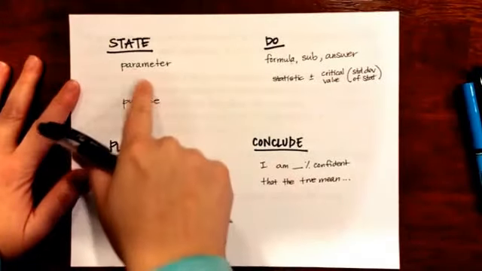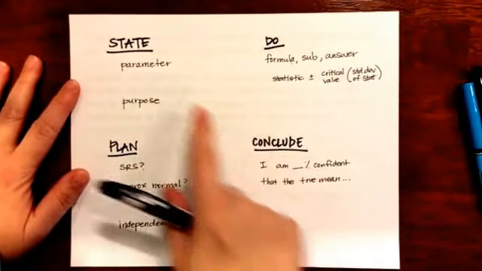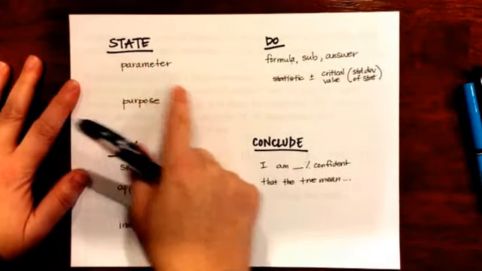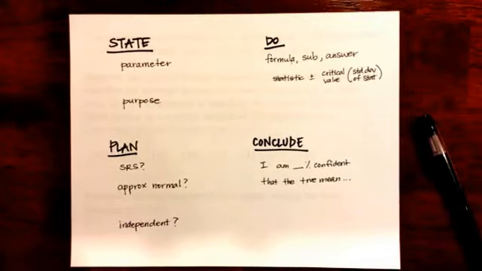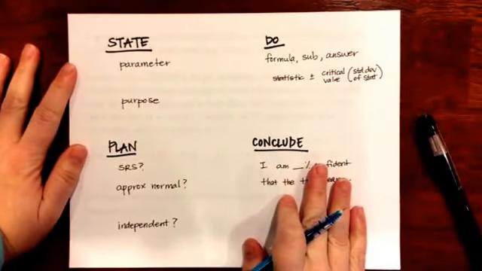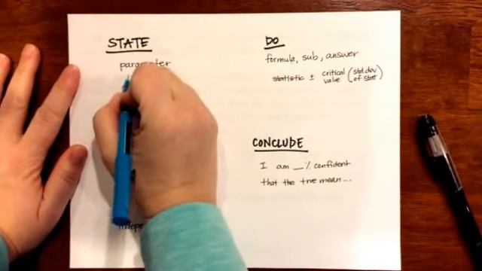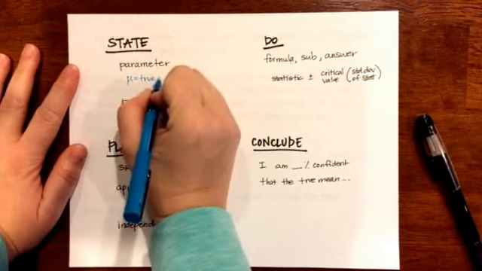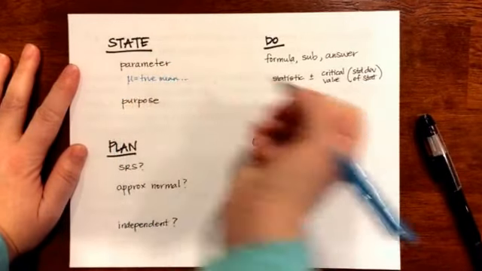Okay, so let's talk about the basics before we get started on how to write a confidence interval. There are 4 parts to writing a confidence interval. The first part is called state, and you have to state what the problem's about. In this section, we're going to state the parameter and the purpose. In this chapter, we focused on means and not proportions, so the parameter here is going to be mu.